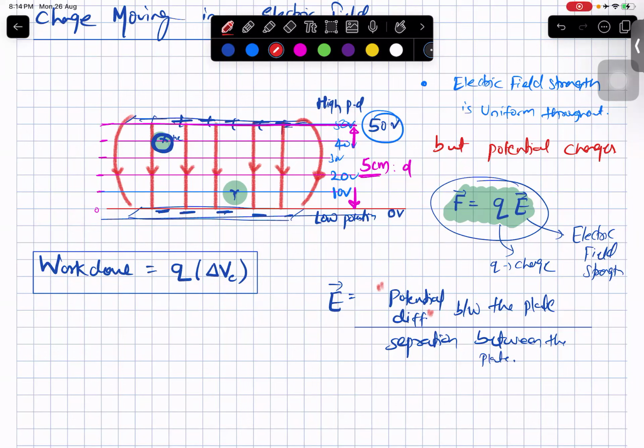So this is work done by the electric field. Work done by electric field. Okay.